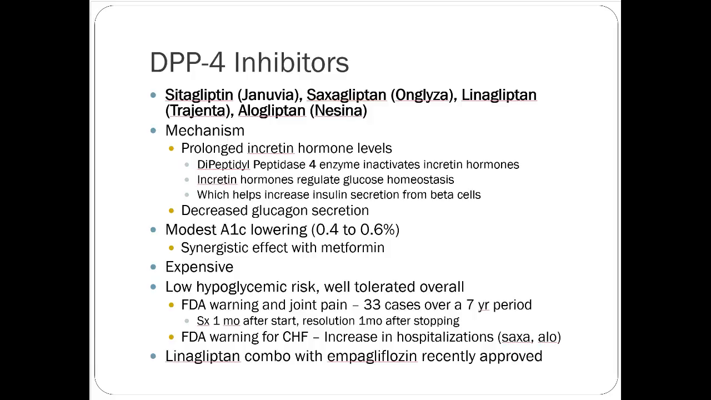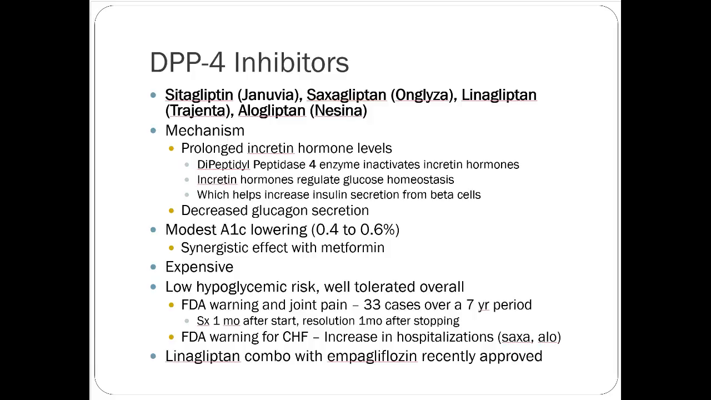They're quite expensive. They're all brand names, so that's an issue. Whereas our thiazolidinedione, pioglitazone, is generic, and our sulfonylureas are all generic too. So those are all cheap. Low hypoglycemia risk, pretty well tolerated overall.